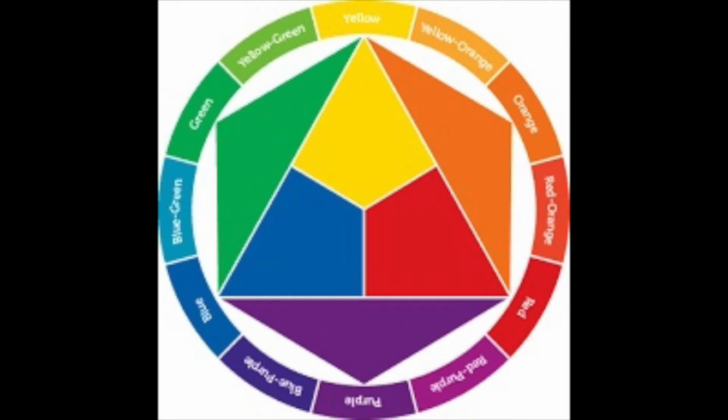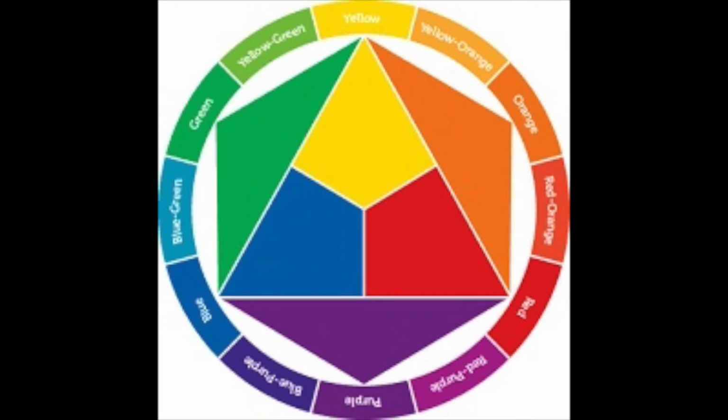So look at the color wheel that's on the screen, and look at the triangle that's in the very center. You can see that there is yellow, red, and blue. These are our primary colors. From these colors, we can mix all the other secondary colors. So our secondary colors are orange, purple, and green. So that is the basis of the color wheel.